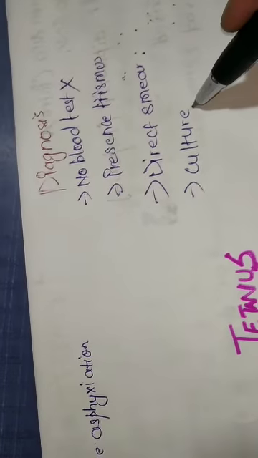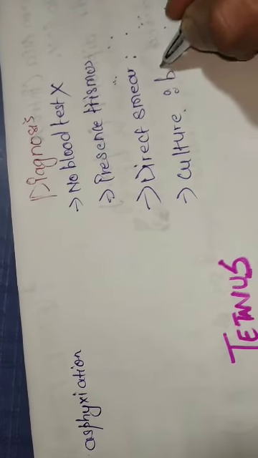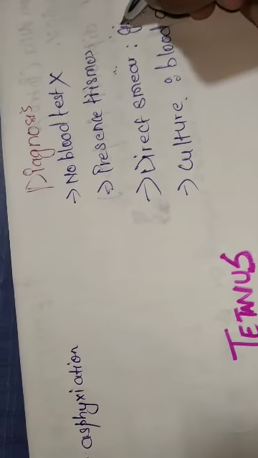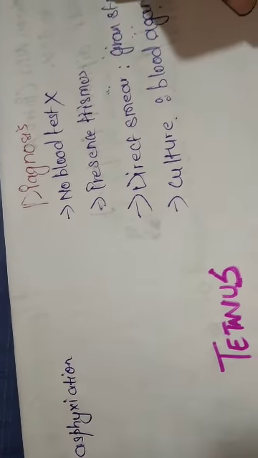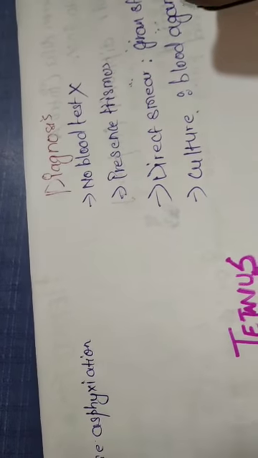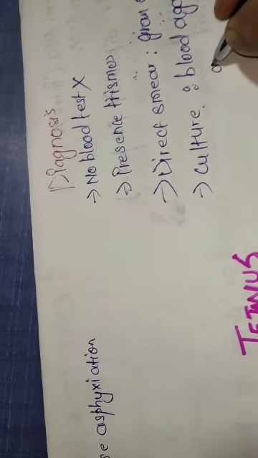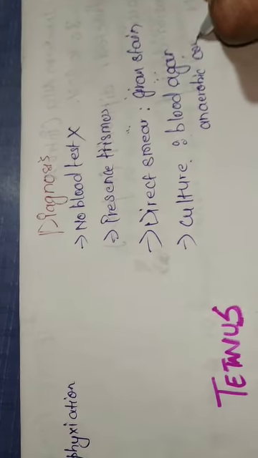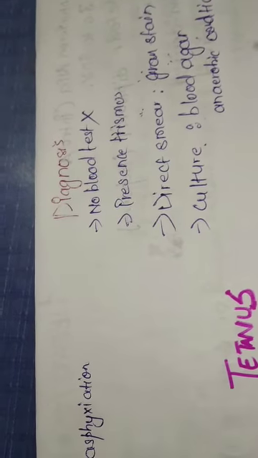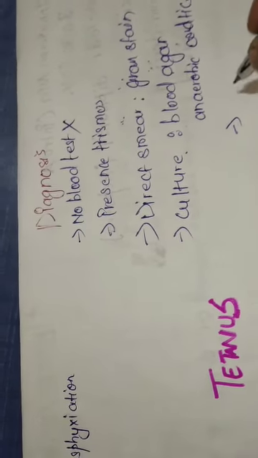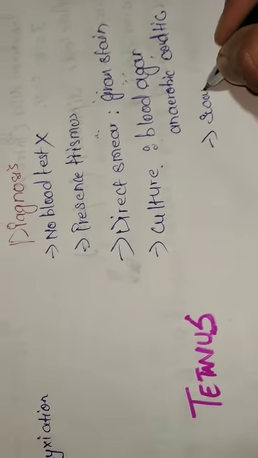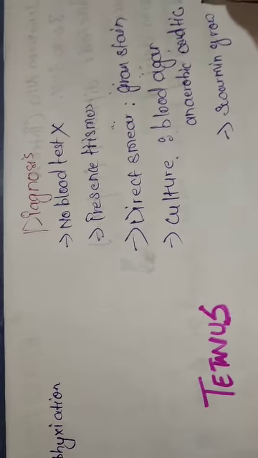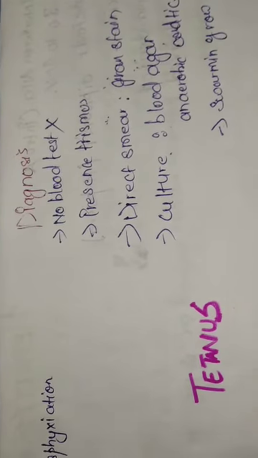Then we can also do culturing of this. It will be done on blood agar under anaerobic conditions. This will produce swarming growth in 1 to 2 days of incubation.